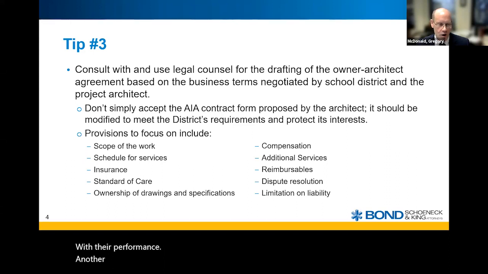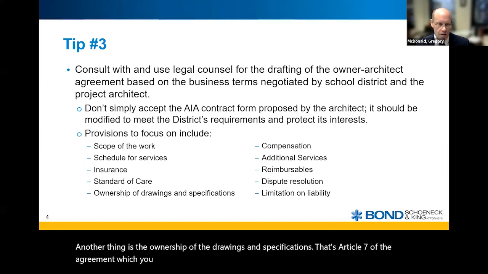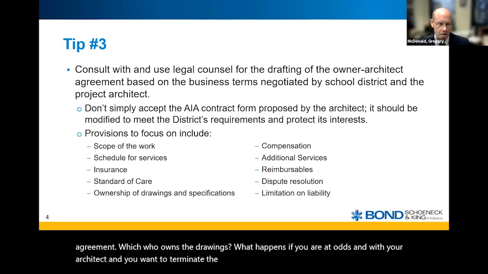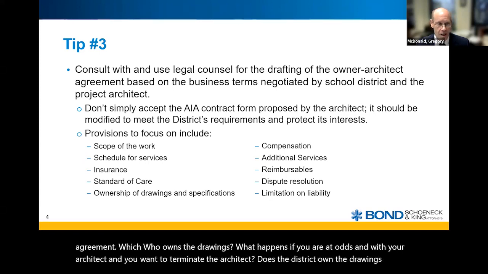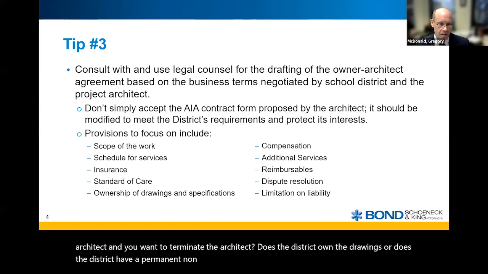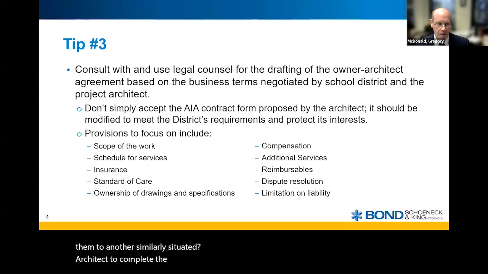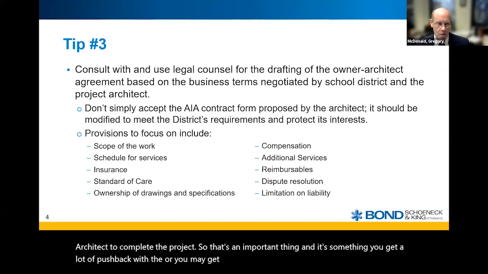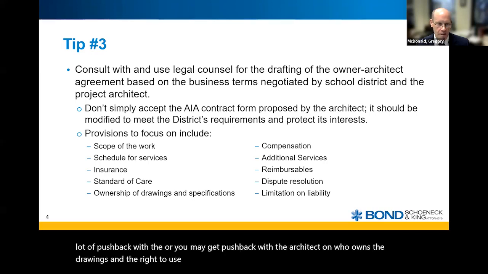Another thing is the ownership of the drawings and specifications. That's Article 7 of the agreement. Who owns the drawings? What happens if you are at odds with your architect and you want to terminate the architect? Does the district own the drawings, or does the district have a permanent license to use those drawings and deliver them to another similarly situated architect to complete the project? That's an important thing, and you may get pushback from the architect on who owns the drawings and the right to use them. So it's something you want to deal with upfront.